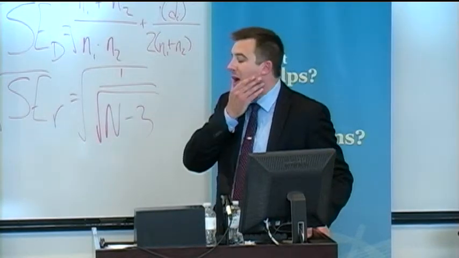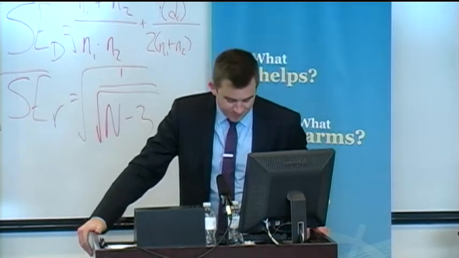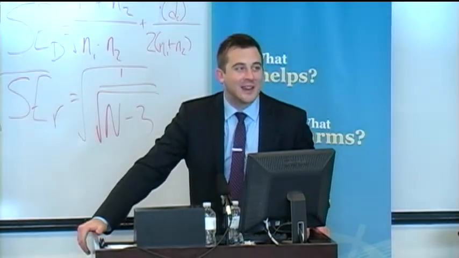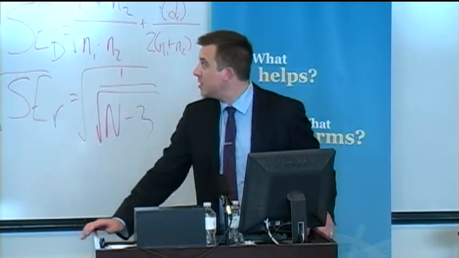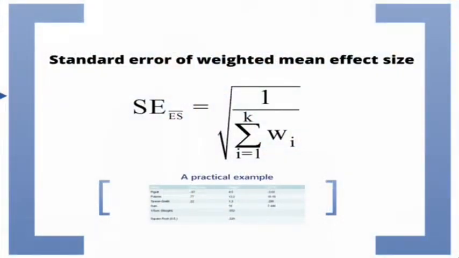The next thing is some researcher or some astute policymaker is going to say, yeah, but what about the confidence interval around that effect size? To do that, we have to calculate the standard error of the effect size. Now we've had standard errors for each individual effect size. Now we're going to calculate the standard error for the pooled effect size, the weighted average. And to do that, it's simply the square root of 1 over the sum of the weights.